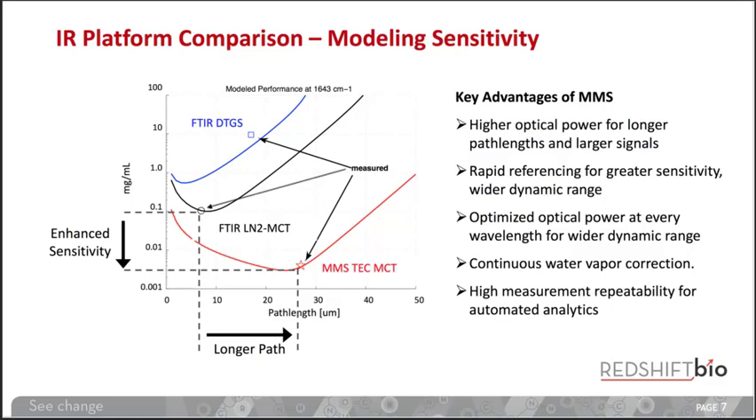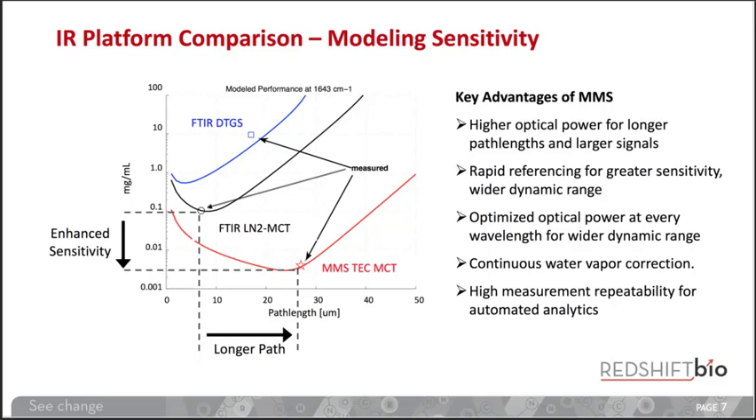MMS, in comparison, is shown in the red curve here, and what you'll notice is that there's about a 30 times improvement in sensitivity in addition to a much longer path length for the cell. So we go from 6 or 7 microns to typically about 25 microns in path length. We're able to do this because we have so much more optical power from our laser, and this increased path length really improves our sensitivity to conformation changes.